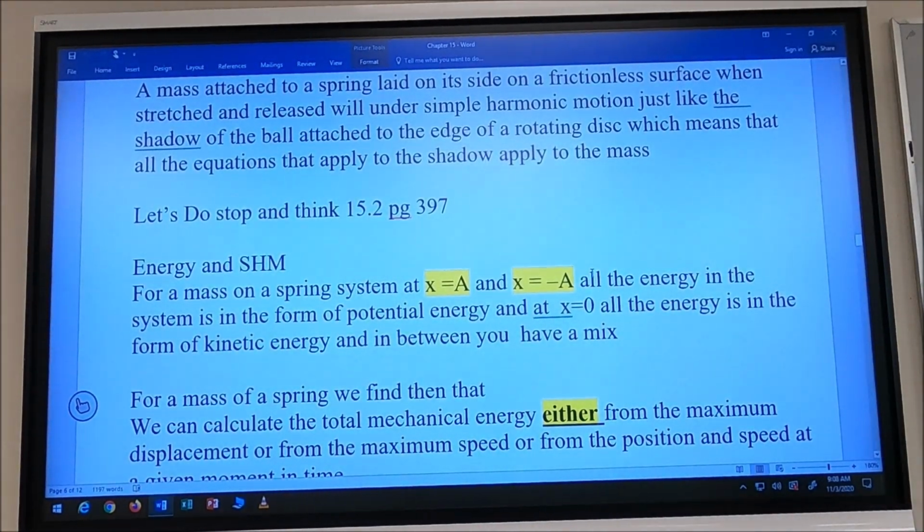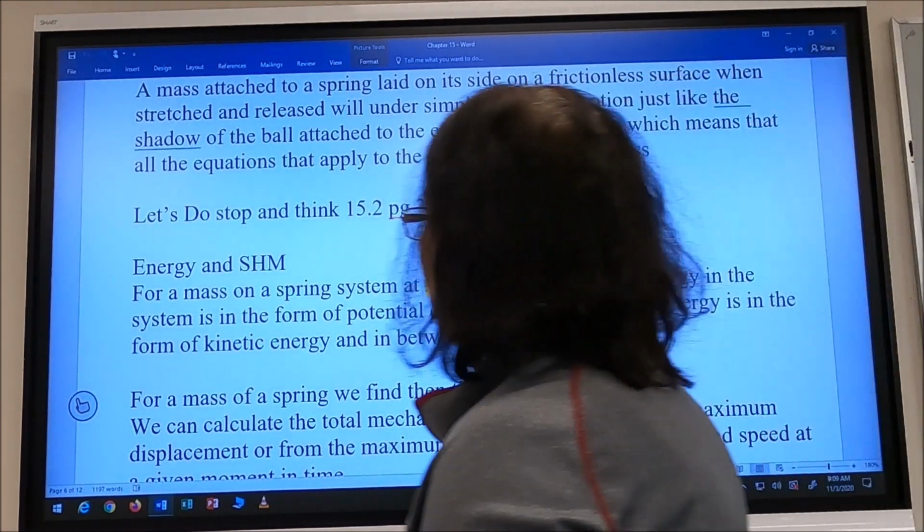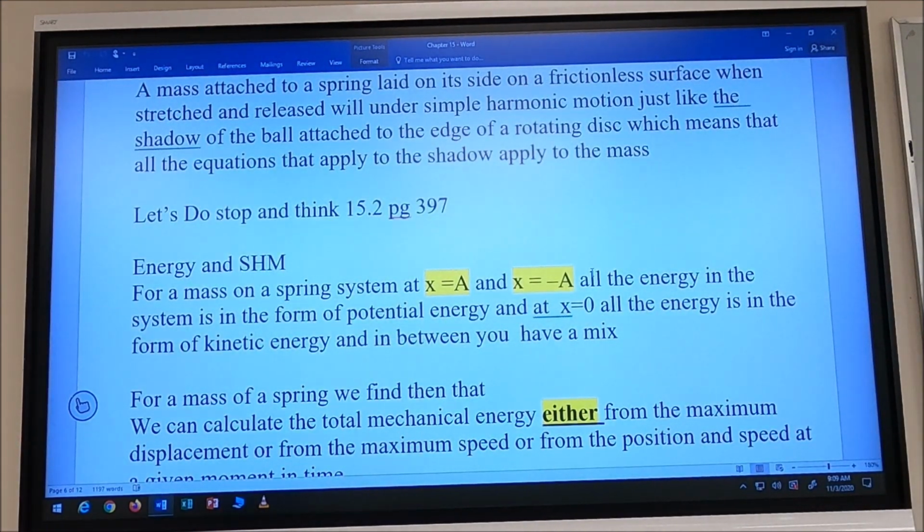All right, now, a mass attached to a spring laid on its side on a frictionless surface, when stretched and released, will undergo simple harmonic motion. Notice I said frictionless surface. We're in physics fantasy land again. And it undergoes simple harmonic motion, just like the shadow of a ball attached to the edge of that rotating disc. So let's do stop and think 15.2 on page 397.